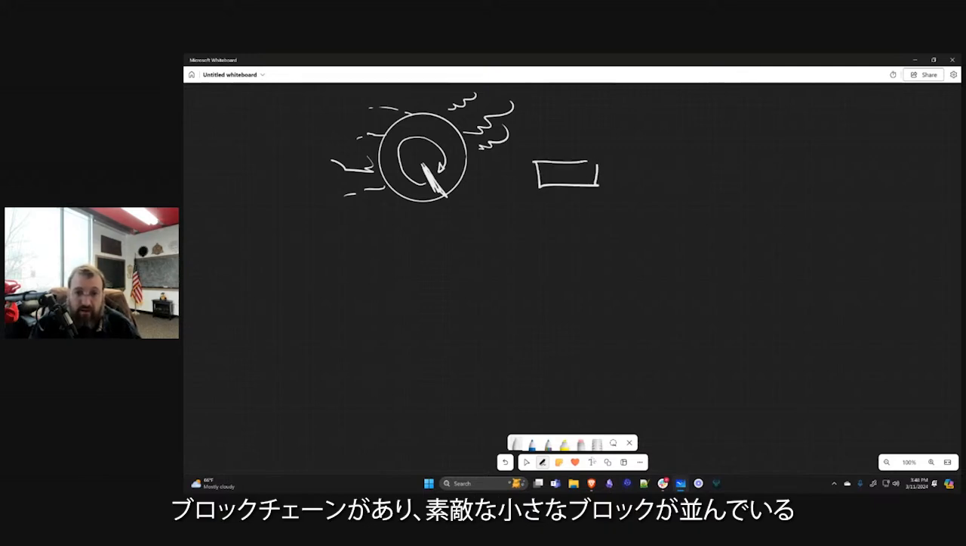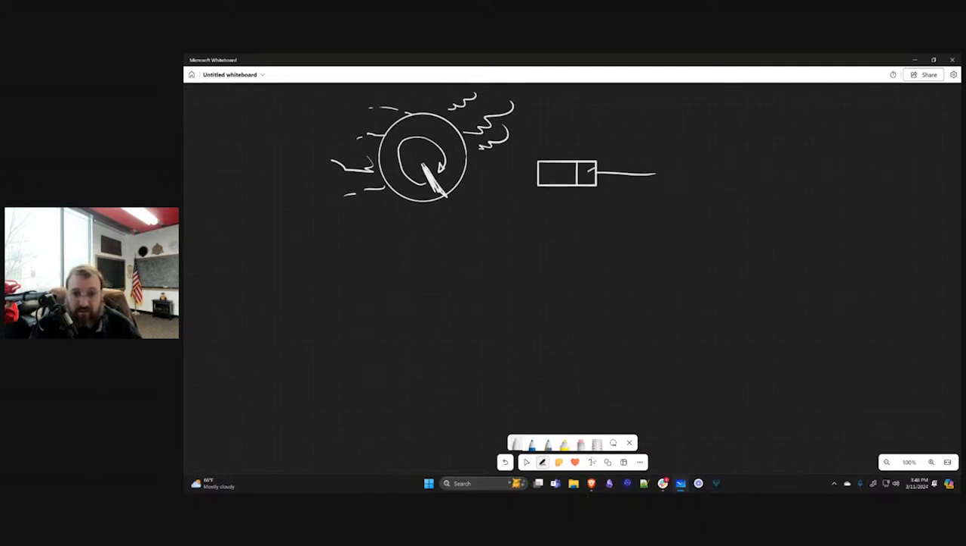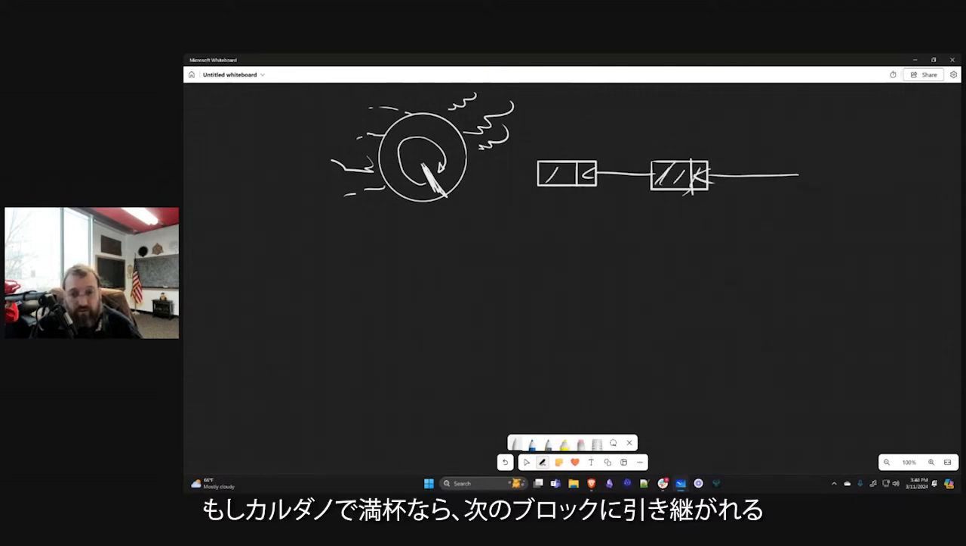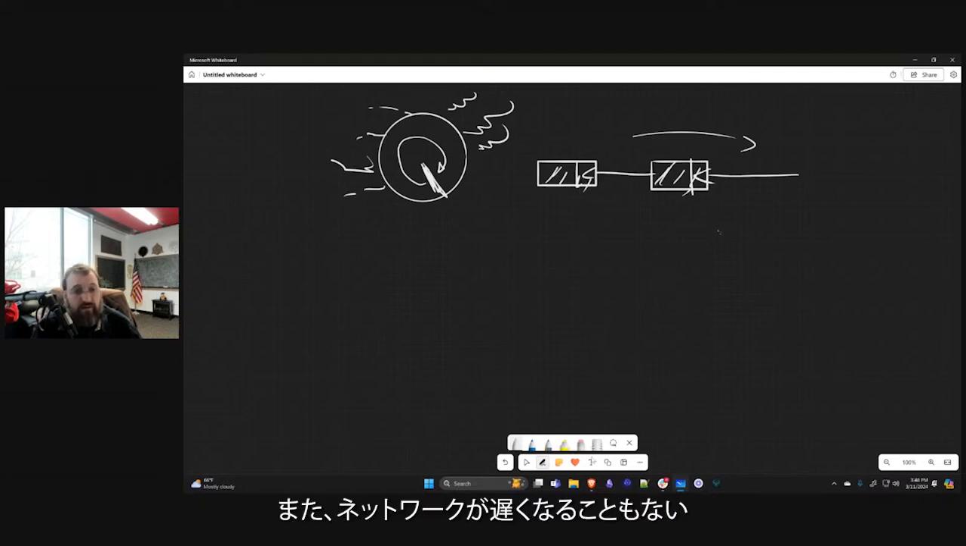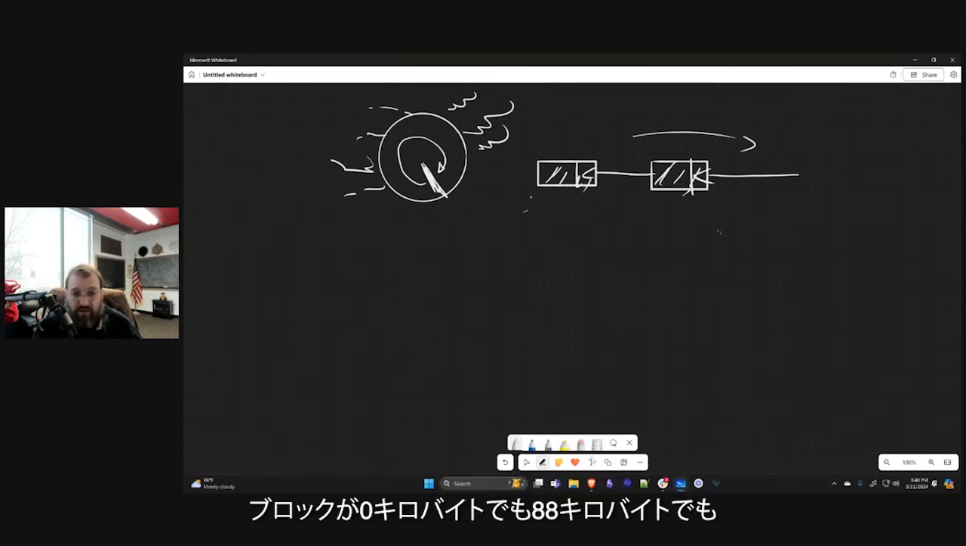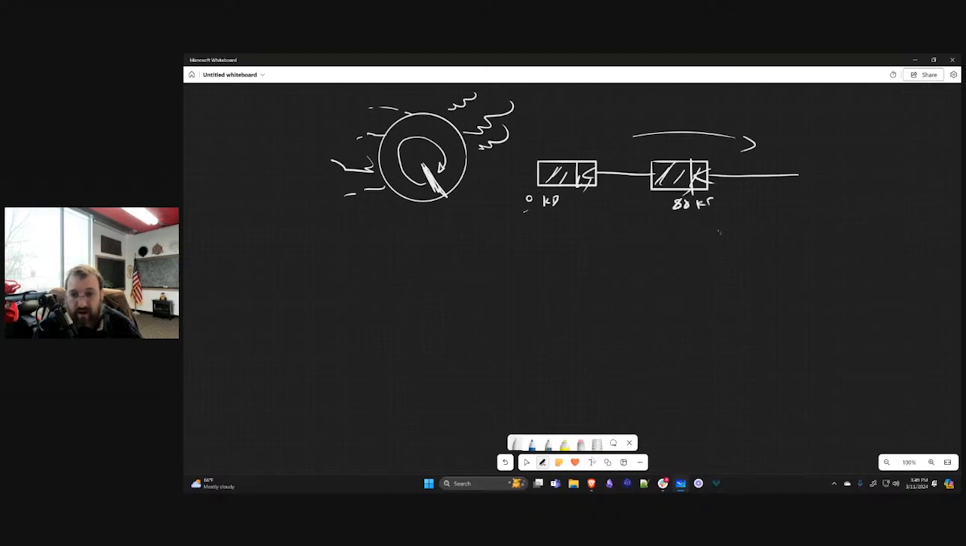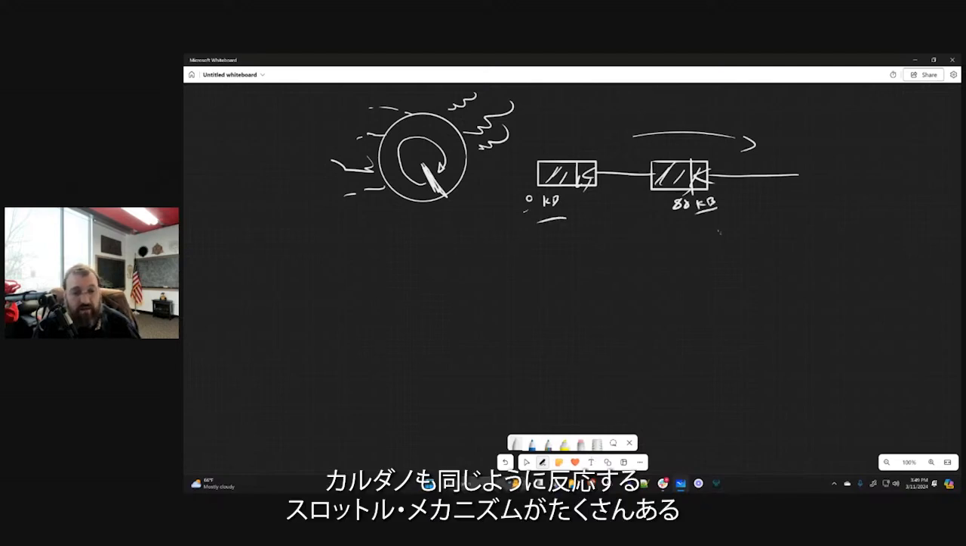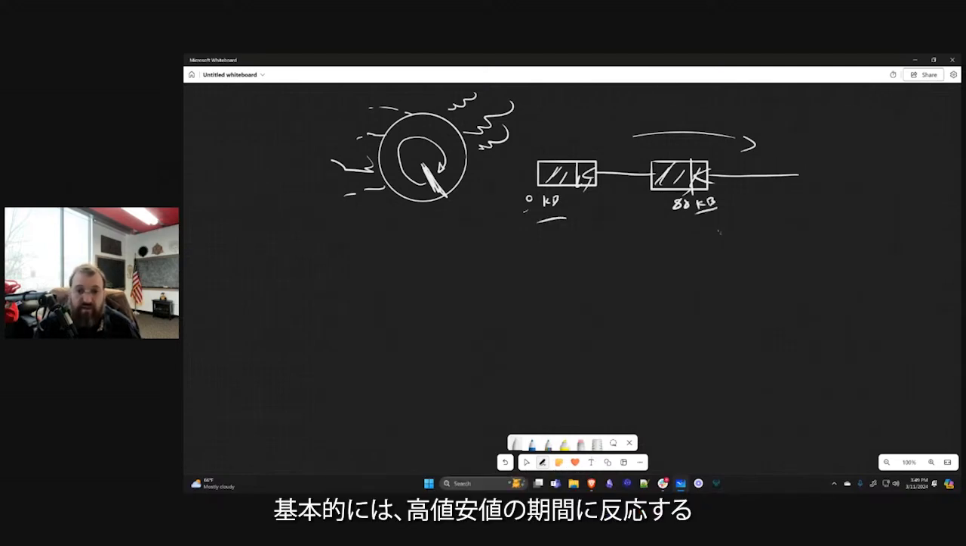When you have a blockchain and you have all these nice little blocks and stuff is happening, if they're completely full with Cardano, it just carries over to the next block. And it doesn't really throttle or slow down the network from a perspective of we're worried that somehow things are going to overflow and collapse. Whether your block is at 0 kilobytes or it's at 88 kilobytes, Cardano reacts much the same way, and it has a ton of throttling mechanisms to basically react to periods of high load and low load.